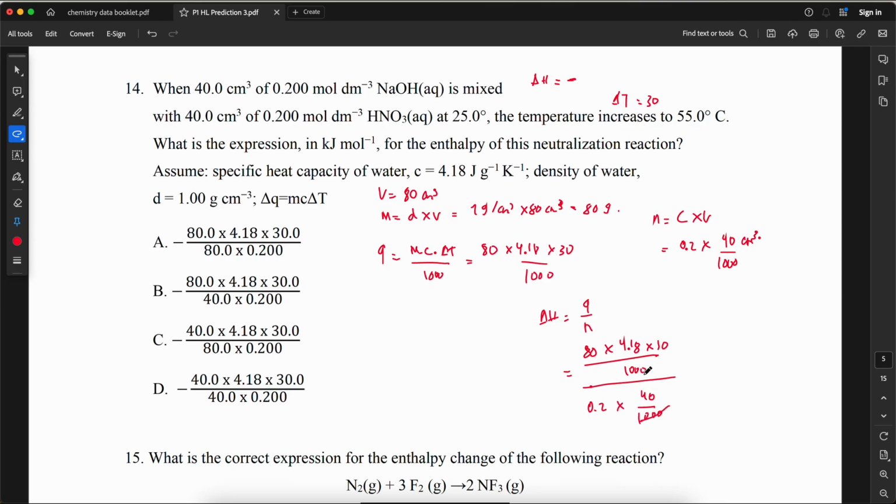So we can actually eliminate this. So that would be 80 times 4.18 times 30 divided by 0.2 times 40. So the answer would be B.